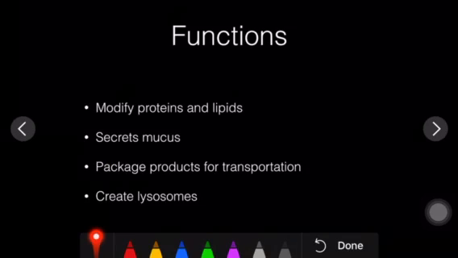Next, we will observe the functions of the Golgi bodies. They help in modifying proteins and lipids. This you have to remember. That is modification of protein and lipid. Proteins come from the rough endoplasmic reticulum and lipids come from the smooth endoplasmic reticulum. So it is going to be utilized by the body, but before that it has to be modified, and this modification is done by the Golgi body.